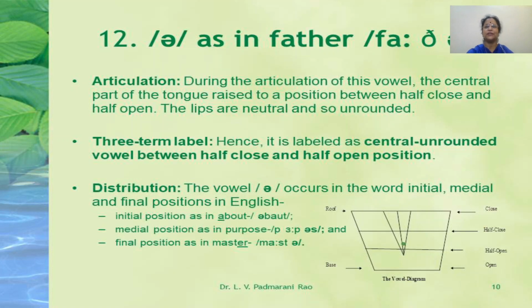During the articulation of this vowel, the central part of the tongue is raised to a position which is between half closed and half open, as we could find in the previous sound. The lips are neutral while the sound is pronounced and hence unrounded. If you look at the diagram given below in the extreme right hand corner, you could find that the sound is pronounced when the central part of the tongue is raised between half closed and half open with the unrounded lips and is pronounced for a shorter time.